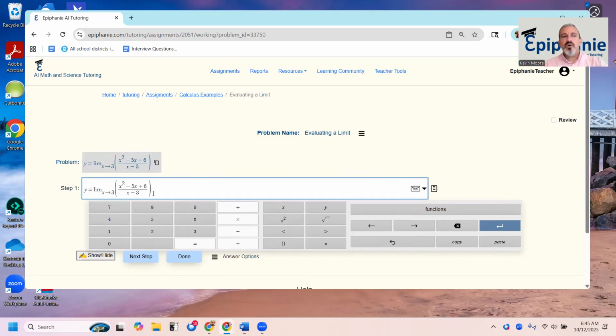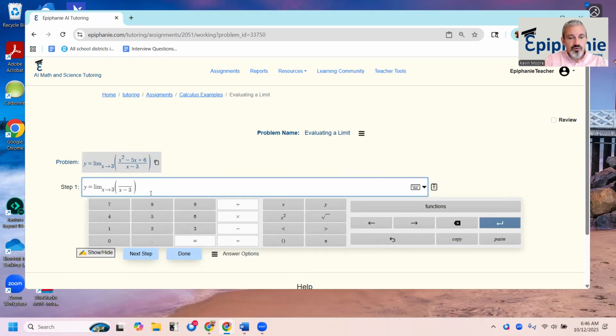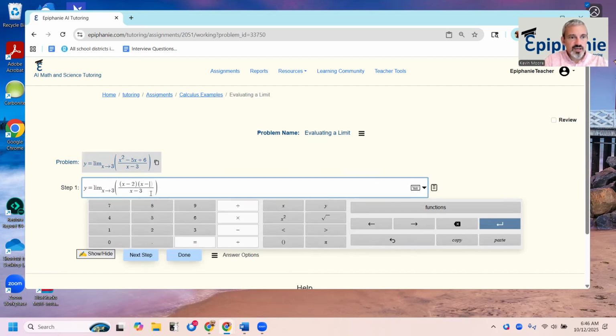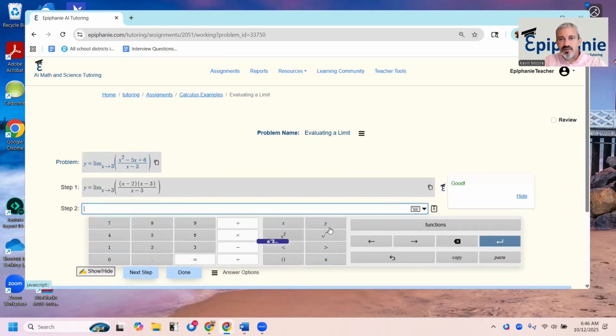By the way, the first thing you should do on this limit is plug in 3. You'll find very quickly you get 0 over 0. If you put in 0 over 0 in Epiphany, it's going to say, hey, I don't understand that. It's infinity. It's not going to work. That's the whole point of why we have to put in a limit here. So let's start off by factoring the numerator, and we're going to get x minus 2 times x minus 3. And I can either hit enter or press this next step button to take the next step. It's happy with that. Let's copy and paste again.